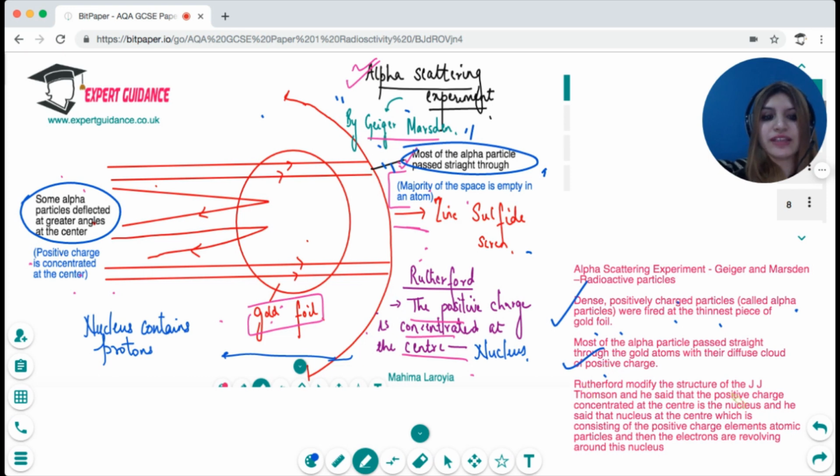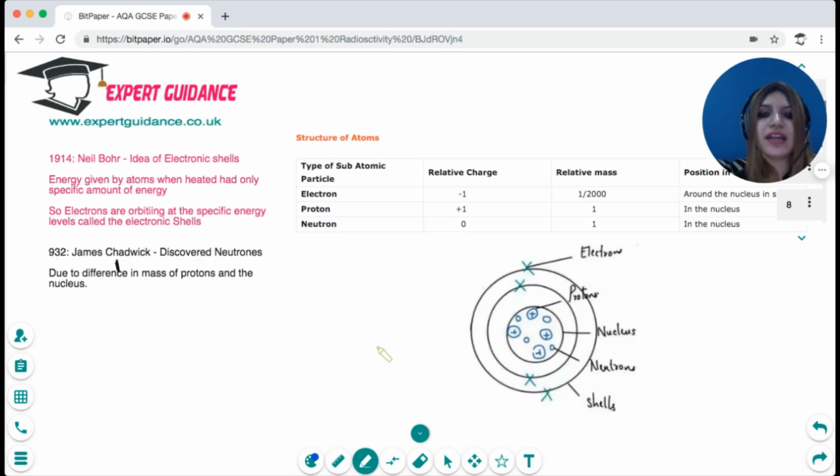Rutherford modified the structure of J.J. Thomson, and he said that the positive charge is concentrated at the center in the nucleus, and the nucleus at the center consists of positively charged particles, and the electrons are just outside the nucleus. So he gave another structure with just the nucleus at the center and electrons surrounding it.